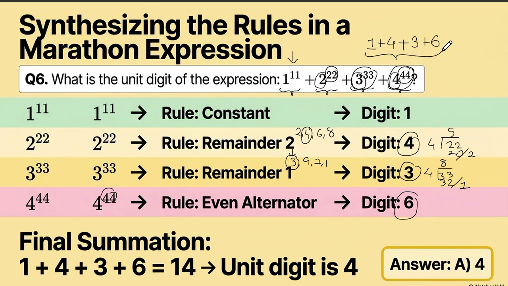So we have to add all these numbers. 1 plus 4, 5, 5 plus 3, 8, 8 plus 6, 14. So the last digit is 4. So the unit place is 4 for this question.